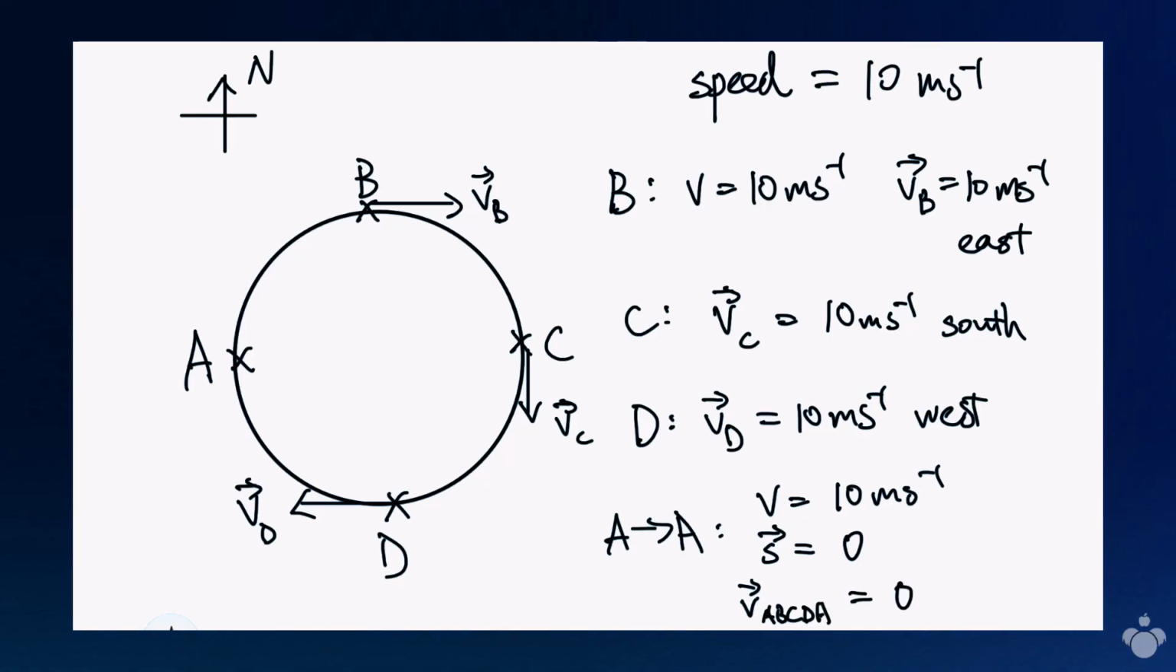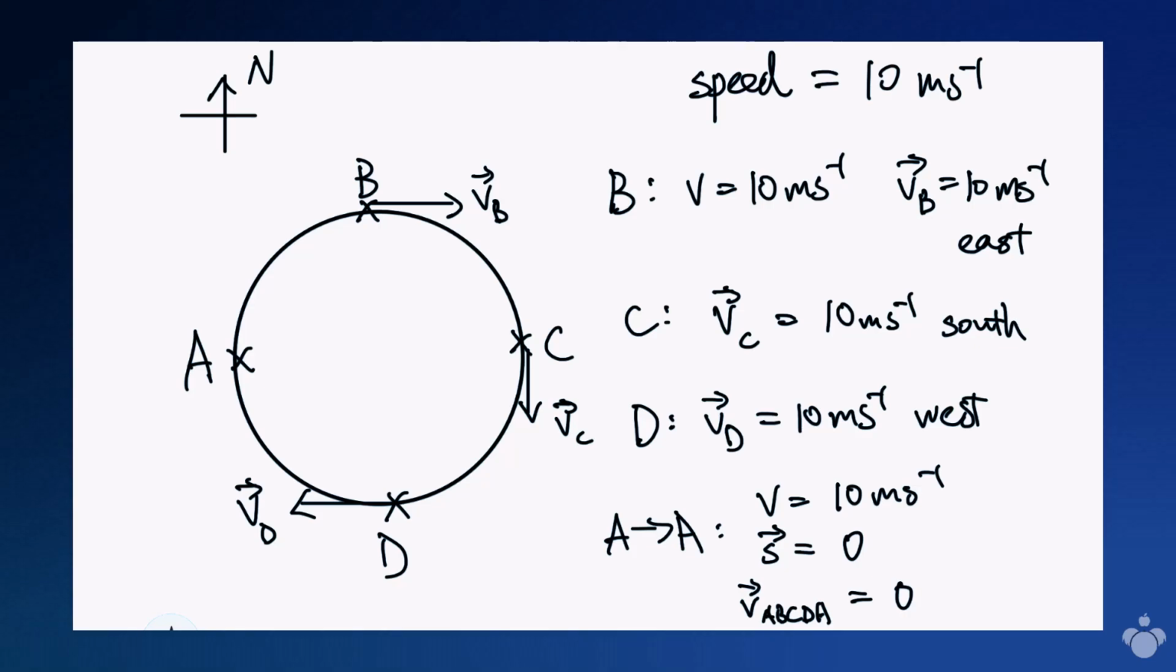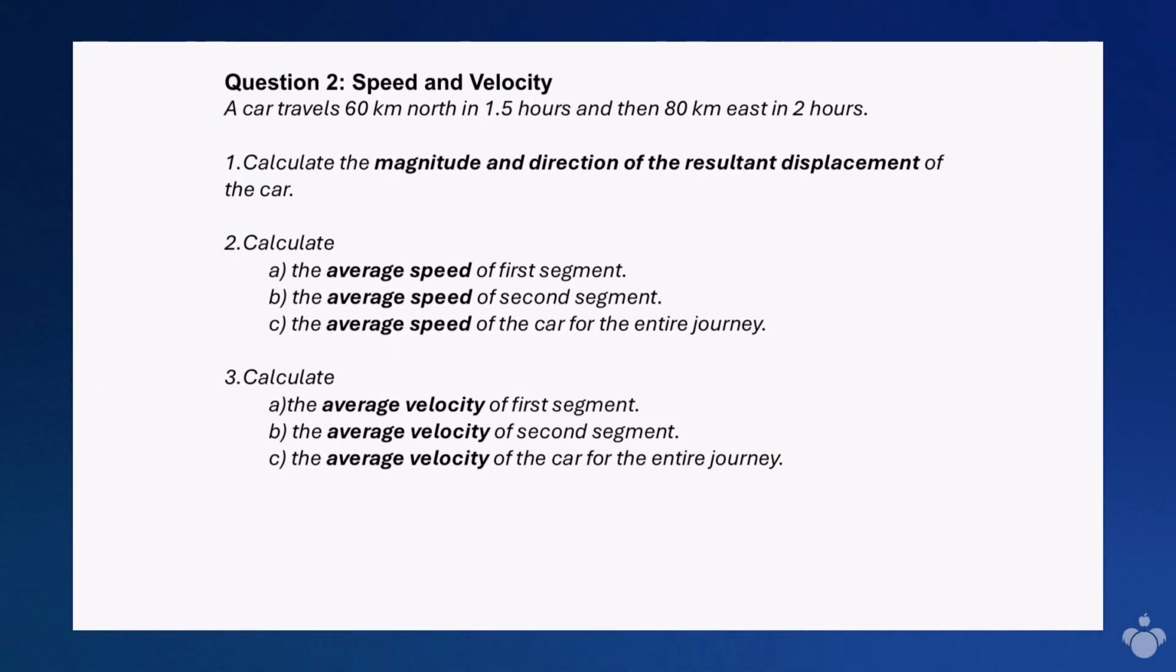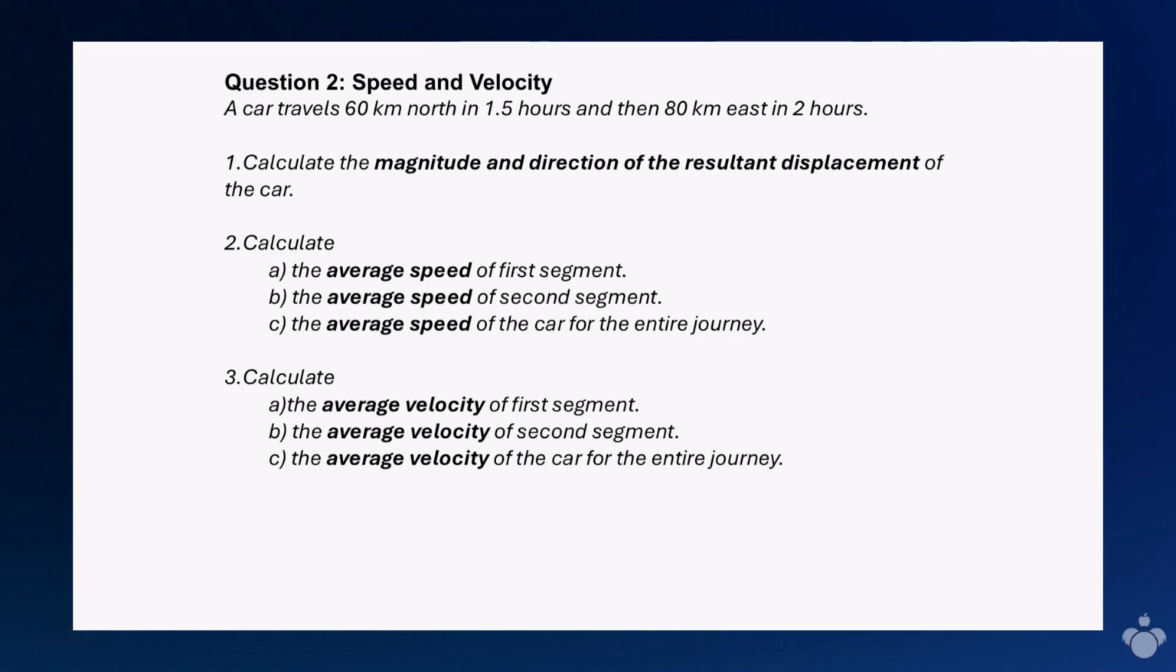This highlights the key distinction. Instantaneous quantities describe values at specific points along a path, while average quantities are calculated over an entire journey or path. Now, let's return to the extended question we introduced at the beginning of the tutorial. It describes a car traveling in two different segments.